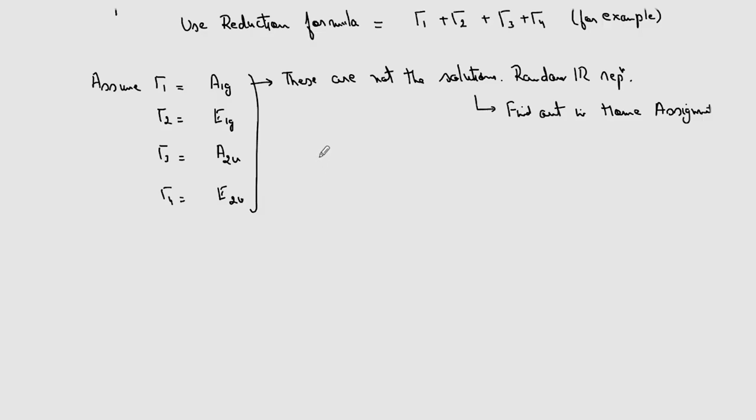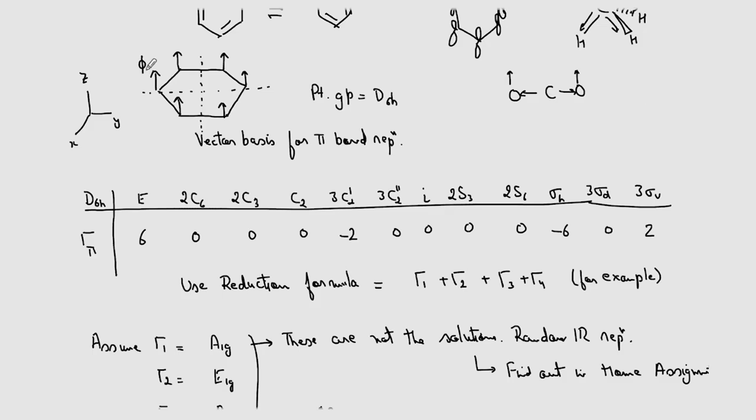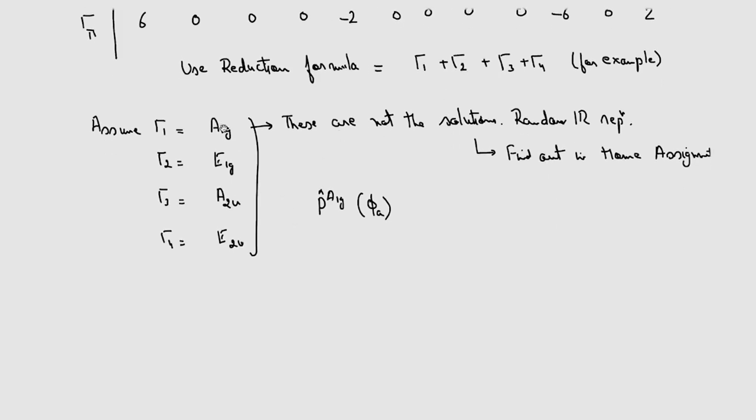The next step will be to apply the projection operator, right? Using any of these, let's say A1g, let us do an incomplete projection operator. And what will the projection operator be applied on? Any of the phi A. Now, what was my basis set? My basis set was, let me call these phi A, phi B, phi C, phi D, phi E, and phi F. Now I can use my projection operator corresponding to these four irreducible representations and use any of the basis vectors, right?